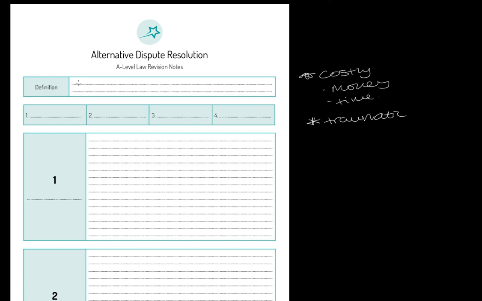So ADR is an alternative means to resolve disputes rather than using things like the courts, for example. So yes, that's the definition. Quite a short, simple one, but it is good to know the side notes there about it being quite costly in terms of money and time.